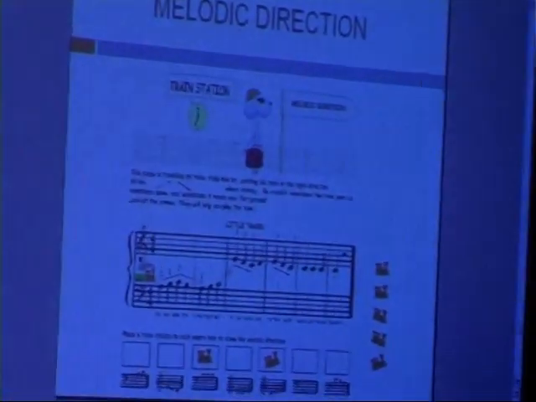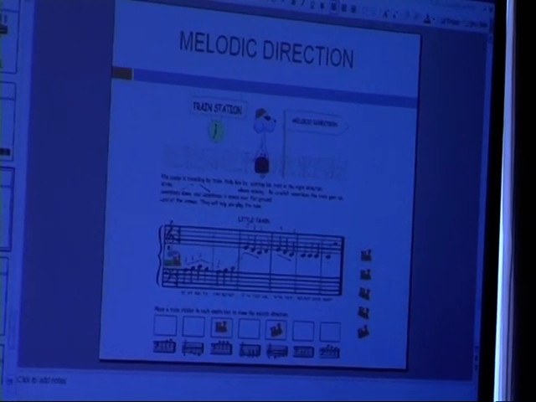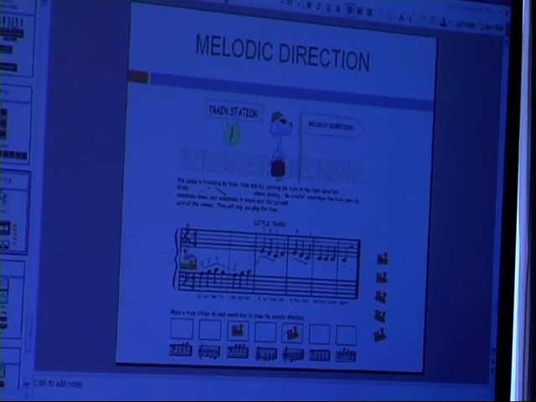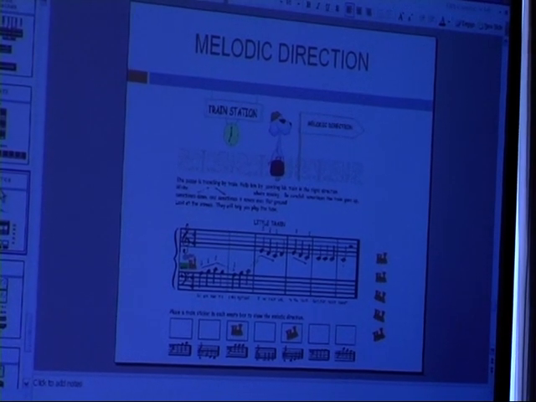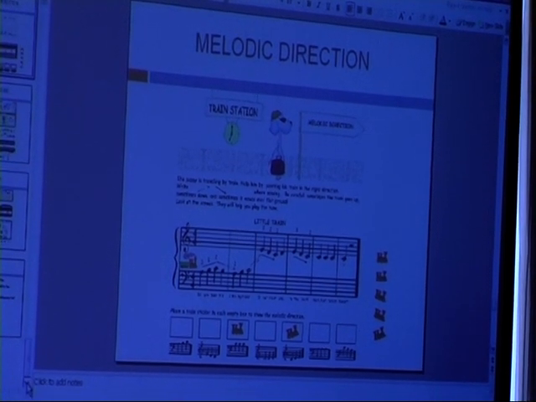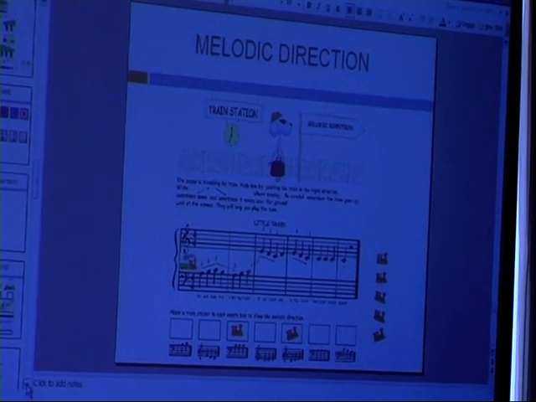Once they have learned how to identify the individual notes in the staff, they're ready to embark onto the final step and start reading the actual tunes of music. So, use this page as an example for really all the tunes that appear in the book. And the title of this unit is Melodic Direction.